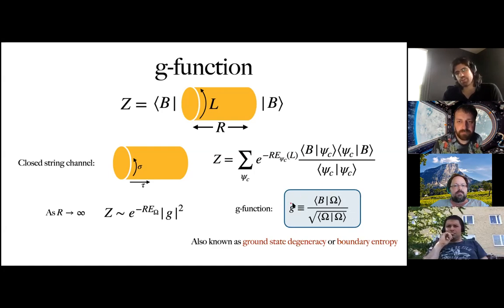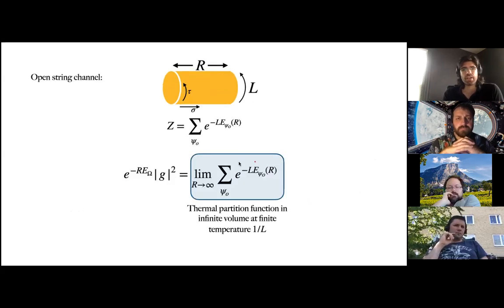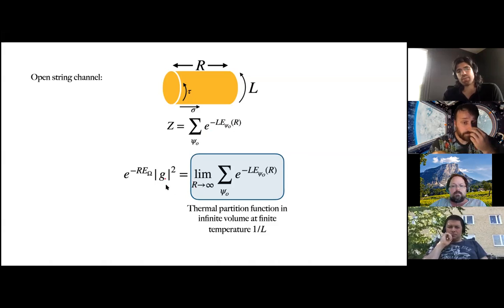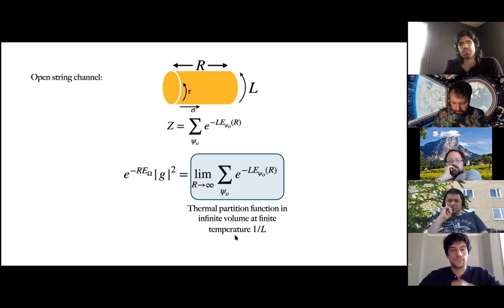So as I was saying, provided you equate both closed and open string channels, that fixes the norm of this boundary state. So let me equate the closed string channel with the open string channel. Now the open string channel is, you just quantize the theory with open boundary conditions and you evolve in periodic time. So now the partition function will be a sum over open string states. And then by equating the two and taking this large R limit, I see that I can compute the G function by studying the thermal partition function at infinite volume but at finite temperature. Okay, so basically that's the definition of the G function.